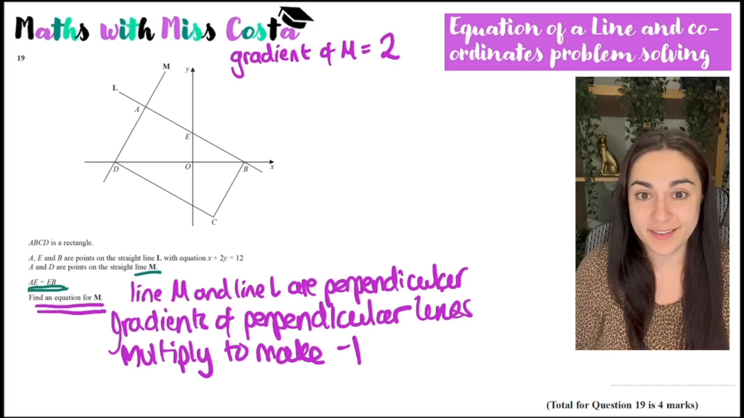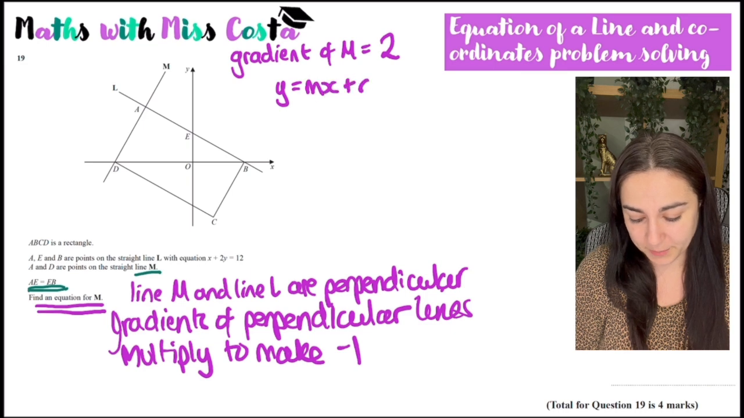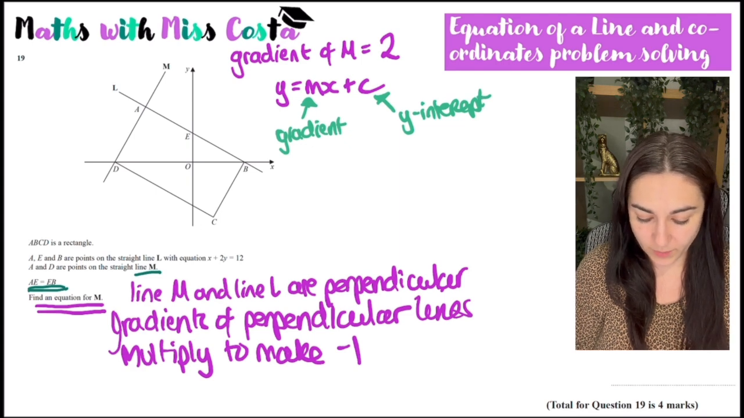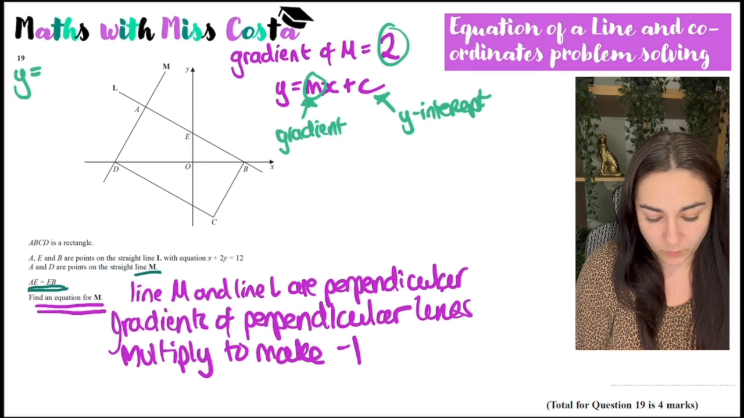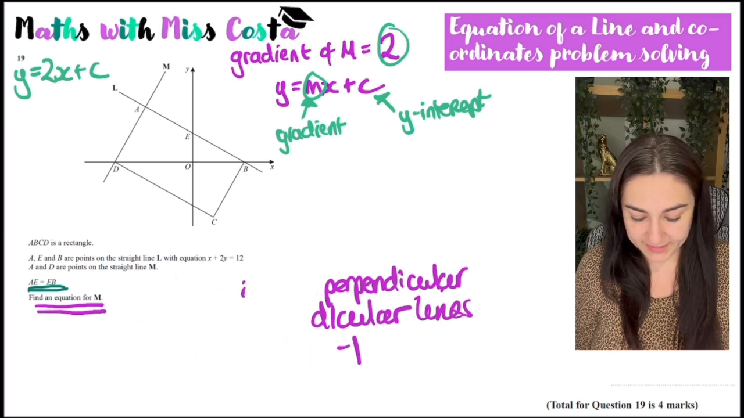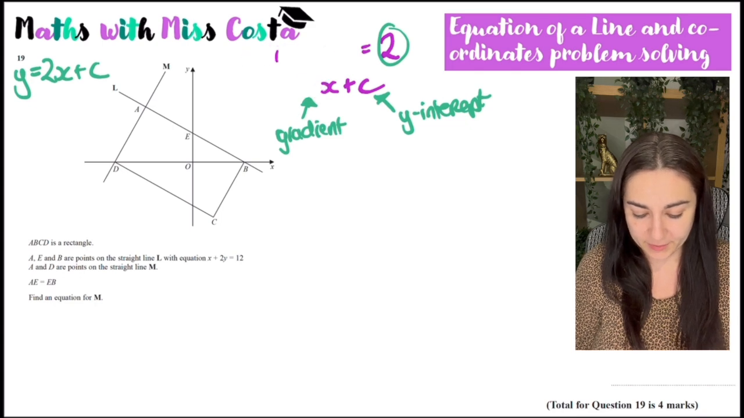How do you write an equation of any line? You write it as y equals mx plus c, where m represents the gradient of the line and c represents the y-intercept. So what could I write? Well, I can fill in the gradient, which is 2. So the first part would be y equals 2x plus c. Now what I need to do is find out what the y-intercept is, which is where the line crosses the y-axis. So how can I do that?